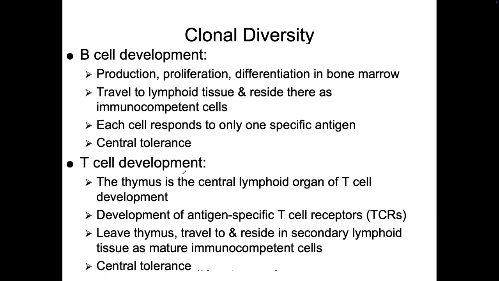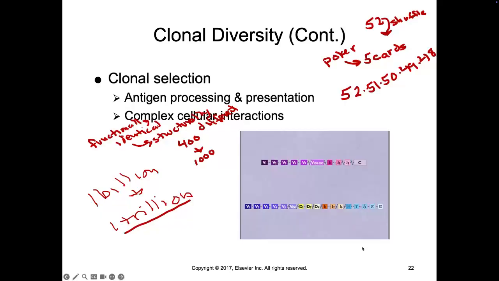T cell development initially in the red marrow, then we move to the thymus. We're selected for immunocompetence. Okay. The thymus is the central lymphoid organ of T cell development. They leave the thymus, travel to and reside in secondary lymphoid tissues as mature immunocompetent cells. And then they await the arrival of their appropriate antigen. Okay. So the thymus is sort of like T cell school.